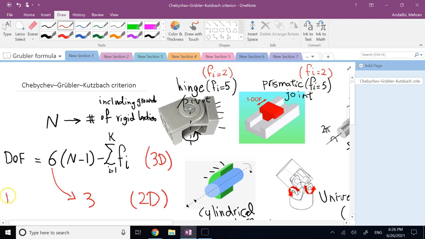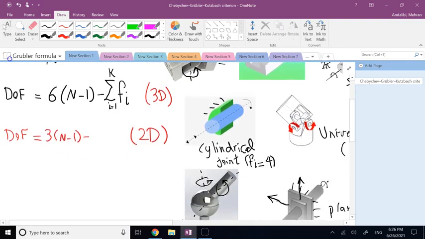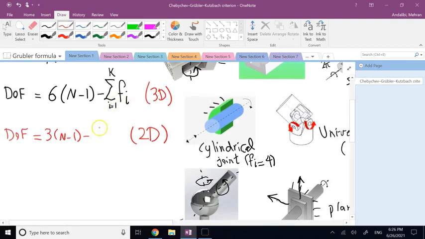And as I said, the degree of freedom that you will have for the case of 2D problems, it is going to be 3 times n minus 1, and then minus summation Fi. Some people also write this for 2D cases. They write this as 2 times F minus C.